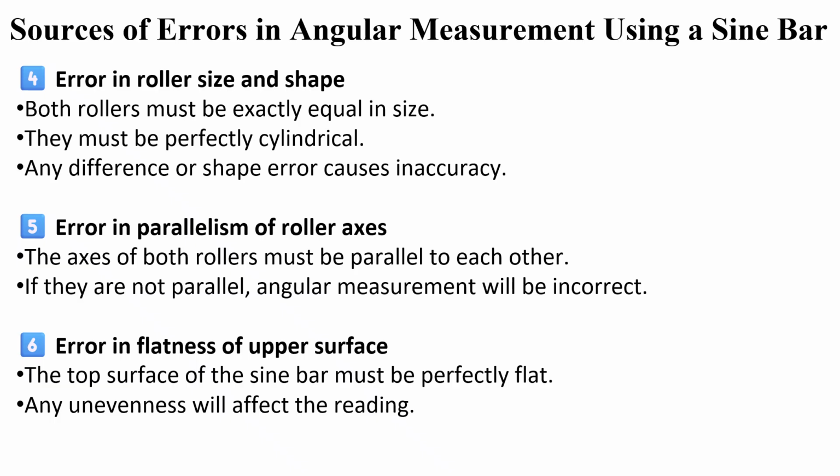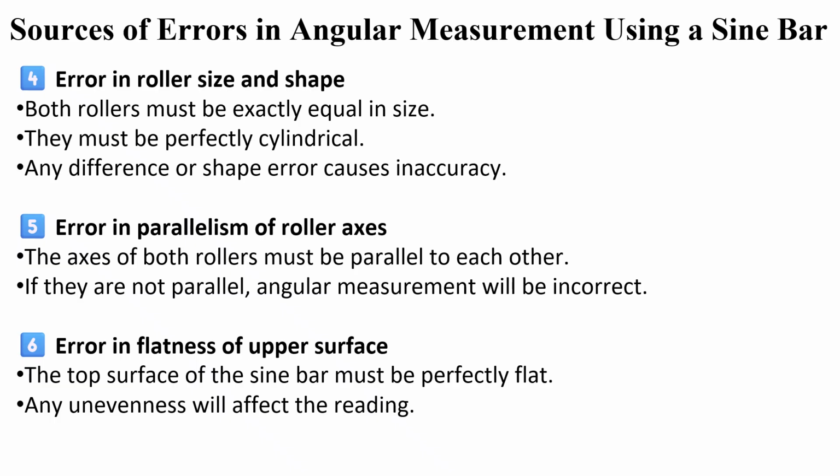So the next source is the error in parallelism of the roller axis. The axis of both rollers must be parallel to each other. If they are not parallel, the angular measurement will be incorrect.